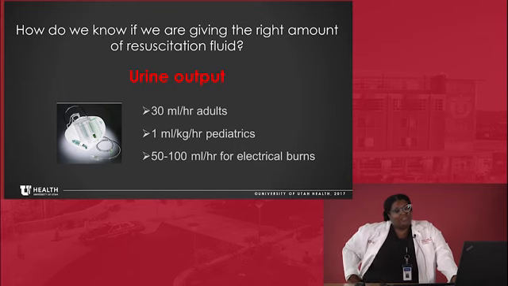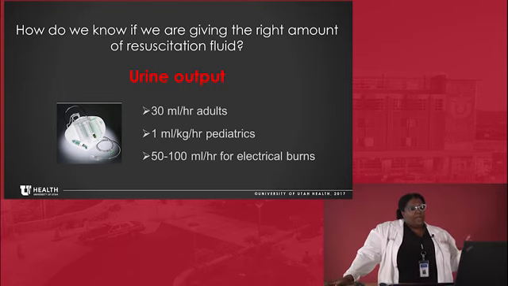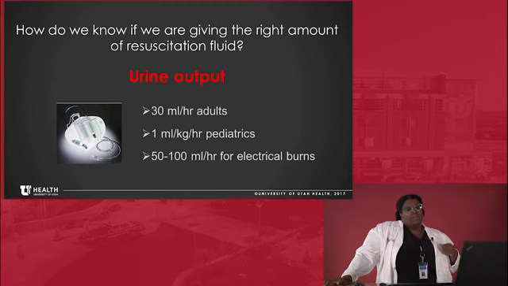So 30 mLs per hour is still the recommended urine output for adults. For kiddos, we're still looking at about 1 ml per kg per hour for them. And you could waffle about that a little bit. And then if we have electrical burns, especially if they're having rhabdomyolysis, so their creatine kinases are pretty high, and we have other indicators for rhabdo, then we will be aiming for higher urine output, 50 to 100 mLs per hour, so that we can flush out all the proteins from the breakdown of the muscle.